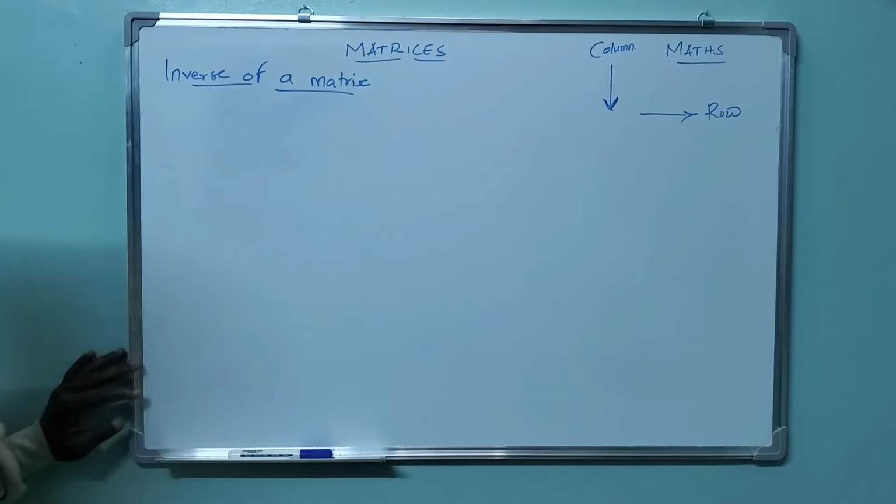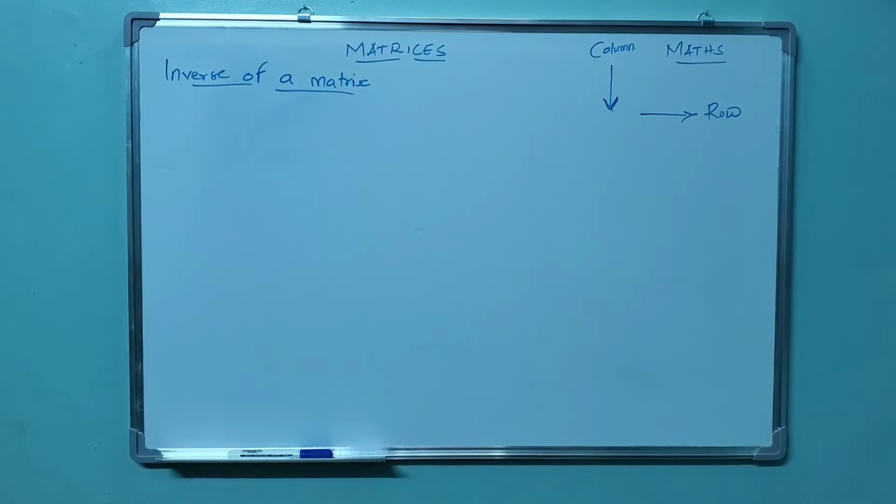Now, what do we mean by the term inverse? Inverse means that you're getting the opposite of what you're having. When you talk about an inverse, it is the opposite of what you're having. So whenever we'll be talking about inverse of a matrix, it's as if we'll be getting the opposite of the matrix that we are having.